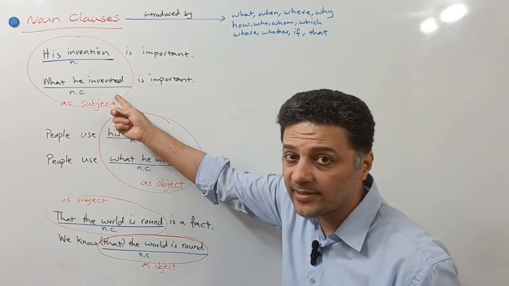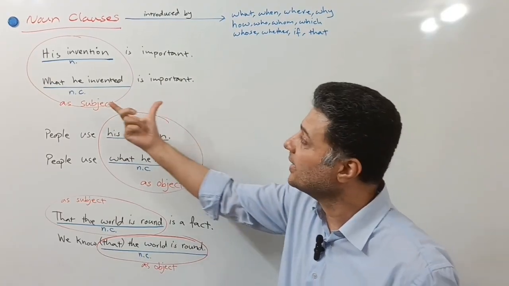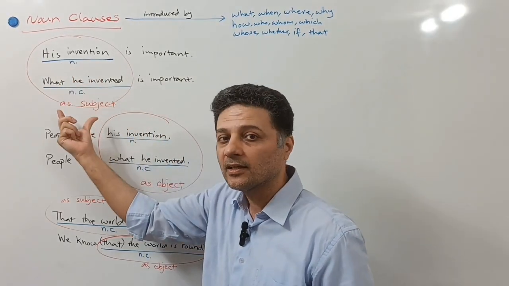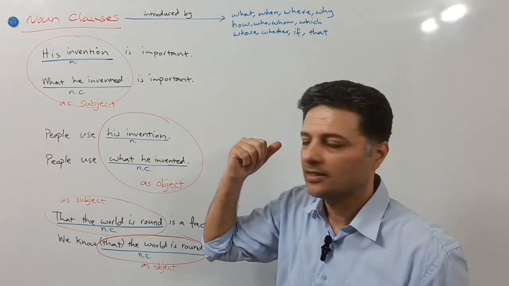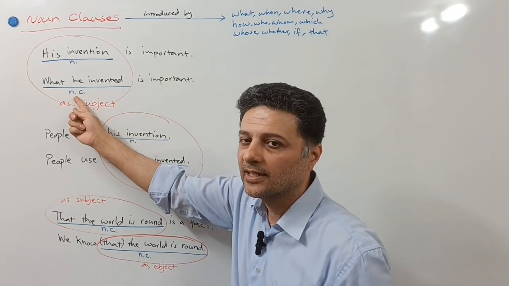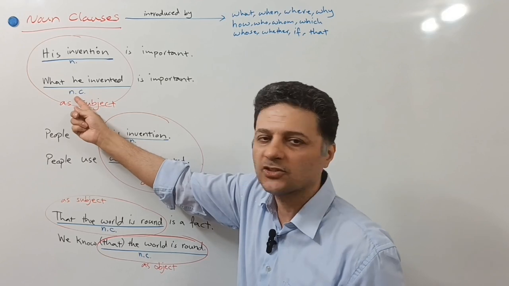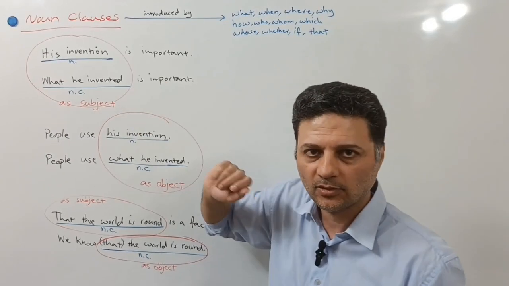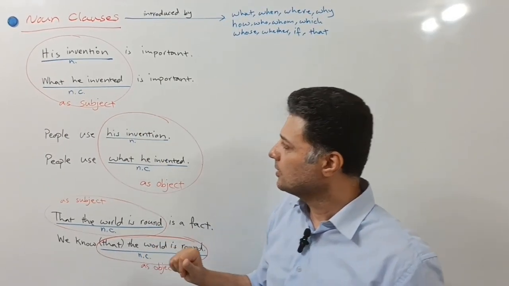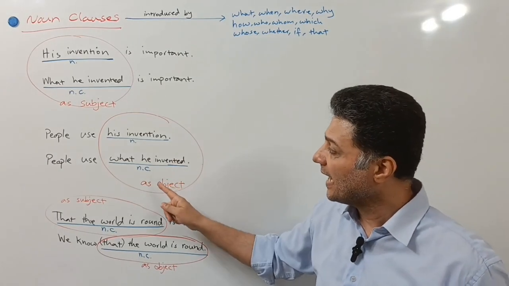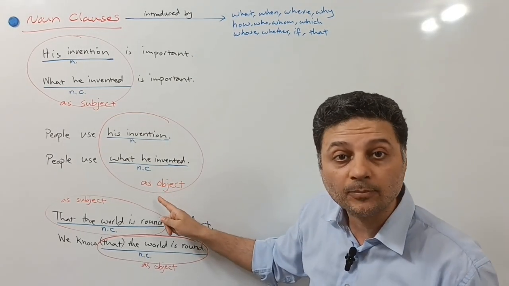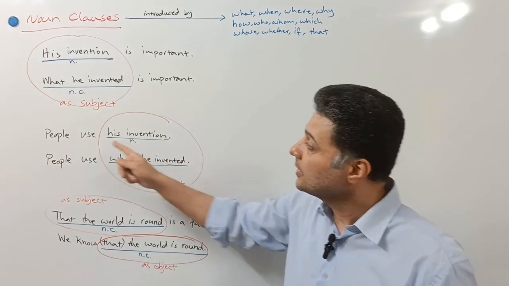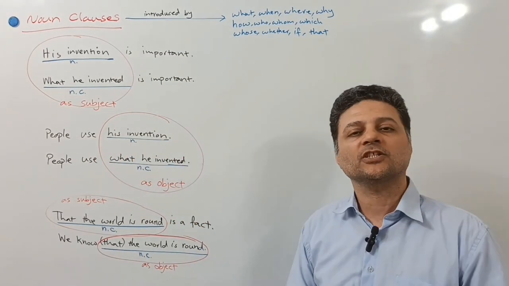What he invented is important. I replaced his invention with what he invented. This is a noun clause, all right? I just use the initial letters N and C, meaning noun clause. Now, I'm going to give you another example of a noun clause as an object. Look, as an object: people use his invention even today.